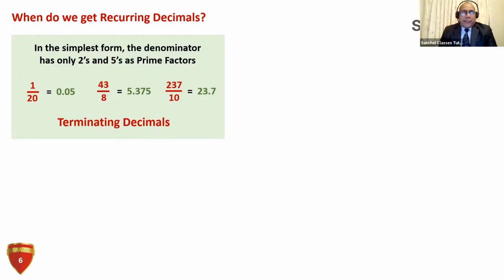Likewise, 43 over 8. Because 8 consists entirely of the prime factor 2, 2 cubed is 8, we end up getting a terminating decimal, which is 5.375. So the decimal terminates at 5. Similarly, anything over 10, because 10 entirely consists of prime factors 2 and 5, we end up getting a terminating decimal, which is 23.7, right?